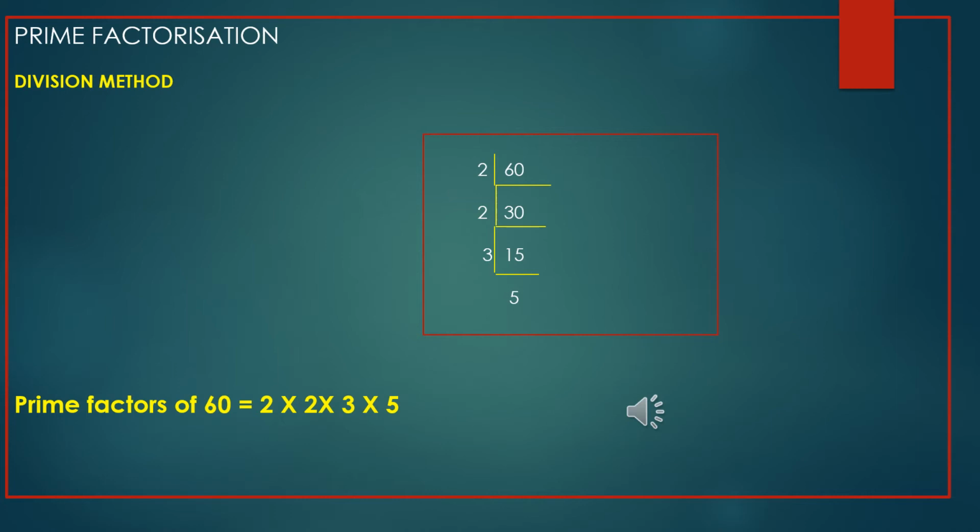In 15, 3 goes 5 times. So now the quotient also is a prime number. Here we can stop division. The prime factors of 60 are 2 into 2 into 3 into 5.